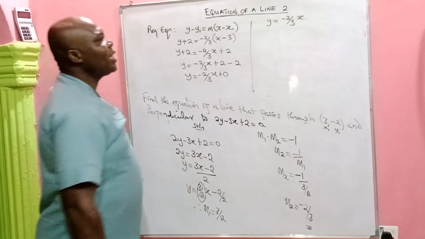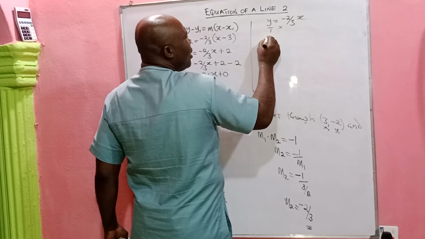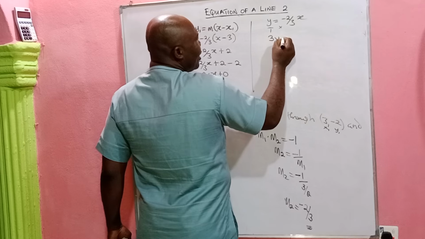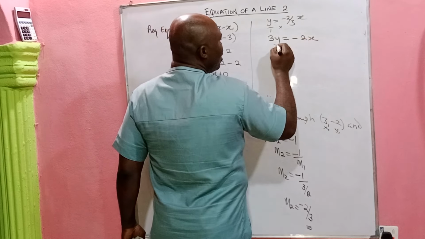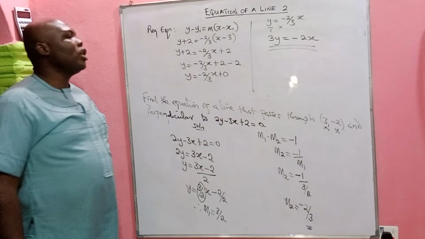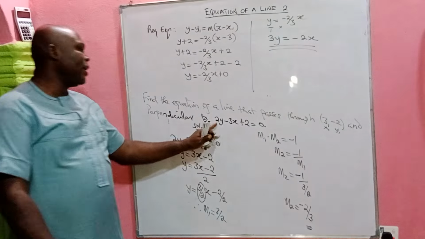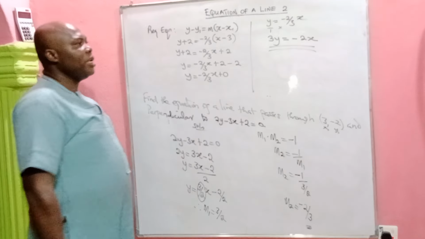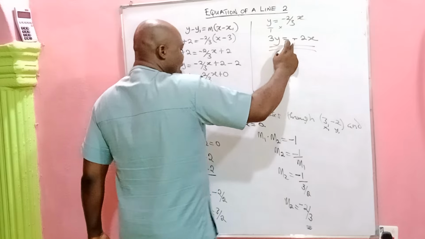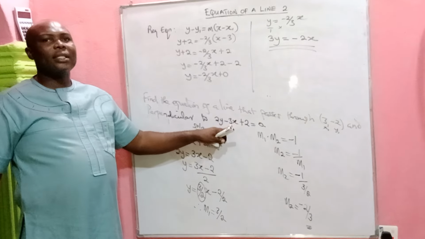If we want to make it the subject of the formula, we make this over 1 and cross multiply. 3 times y will give us 3y, equal to 1 times this, which gives minus 2x. So that is the equation of the line that passes through this point and is perpendicular to this line. It is perpendicular, which means that when you find the slope of this and the slope of this and multiply, you have minus 1. That's how you know you're correct.